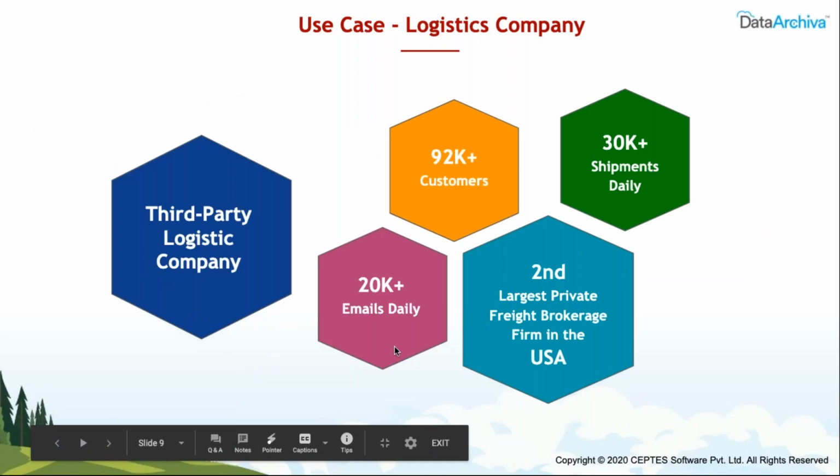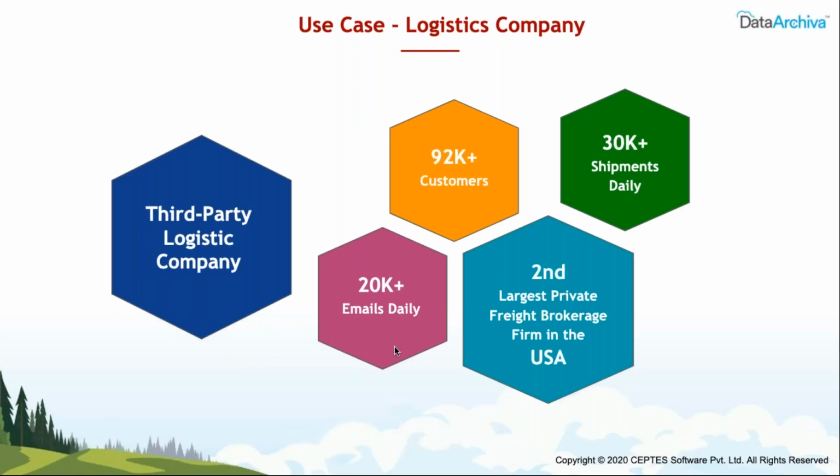Having said all of this with regard to Service Cloud and what they have, from a data point of view, which they are looking at as a data management strategy, let's talk about one customer success story that we're talking about today, which is a logistics company. This customer is the second largest private freight brokerage company in the USA. They do more than 30,000 shipments daily. The email messages are more than 20k, and they cater to around 100,000 customers eventually.